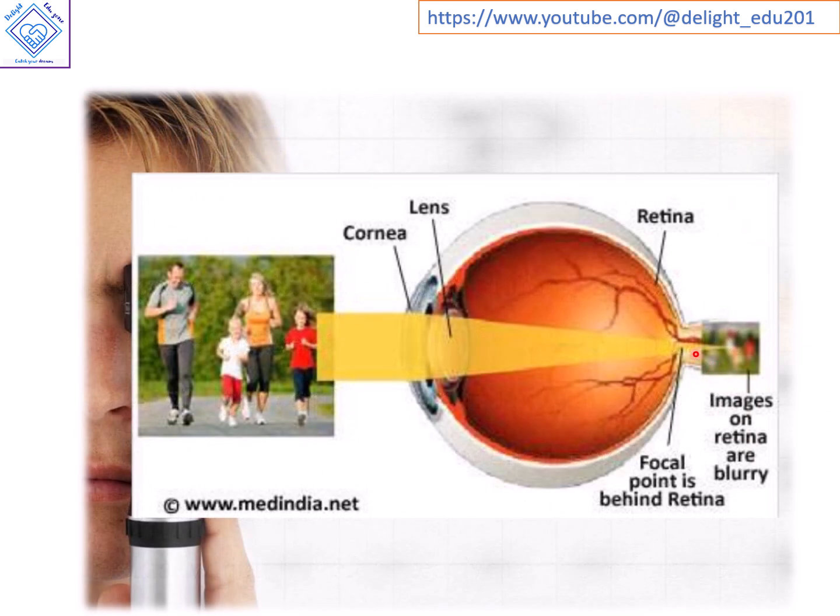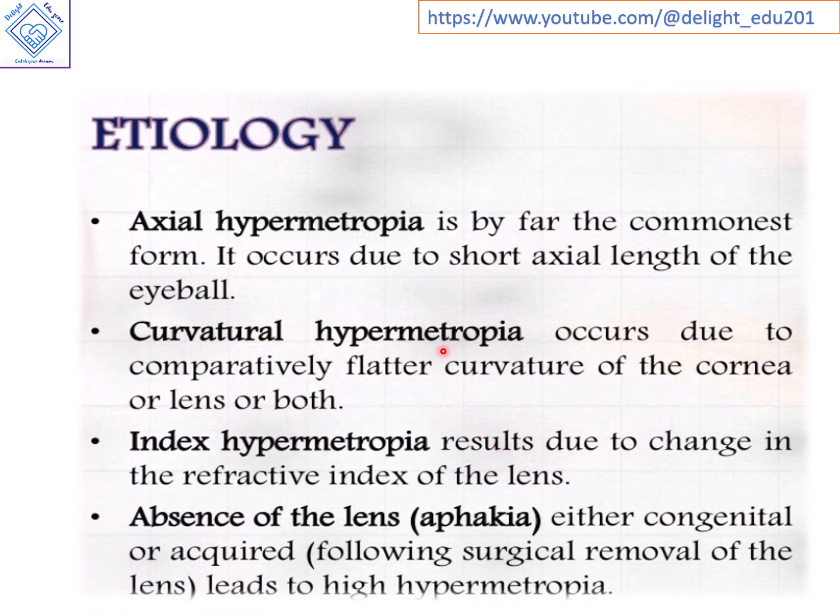So this picture shows how patients with hyperopia see the object. Etiological factors of hypermetropia. First one is axial hypermetropia, which is by far the commonest form. It occurs due to short axial length of the eyeball. Second one, curvature hypermetropia, occurs due to the comparatively flatter curvature of the cornea or lens or both.